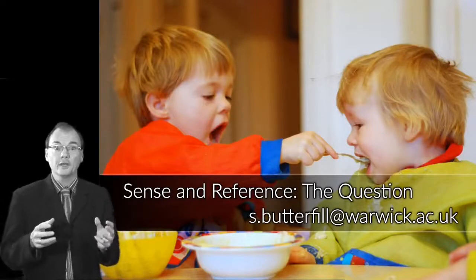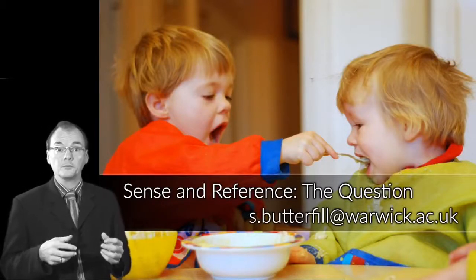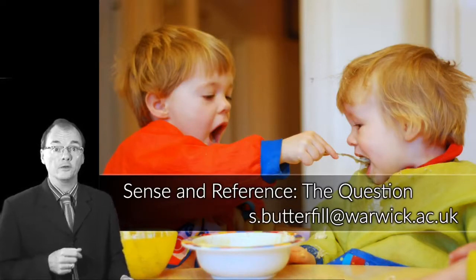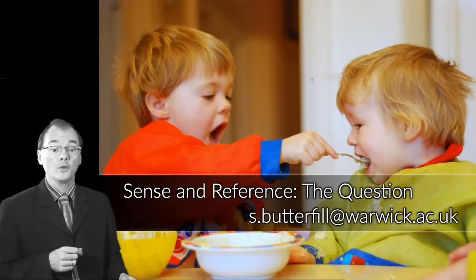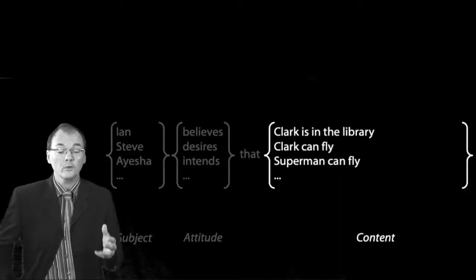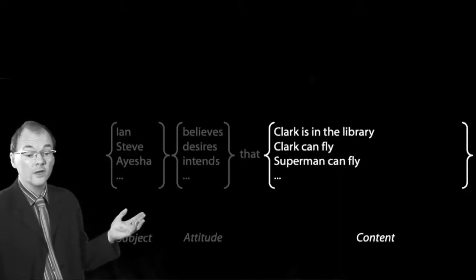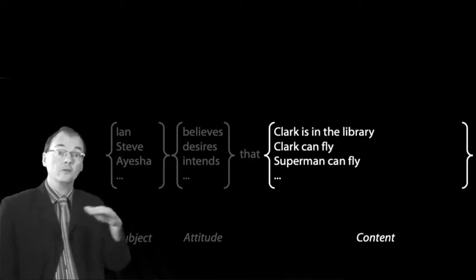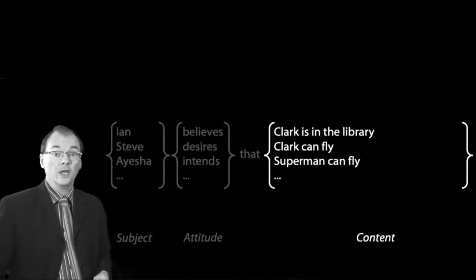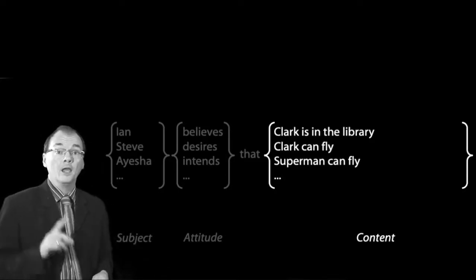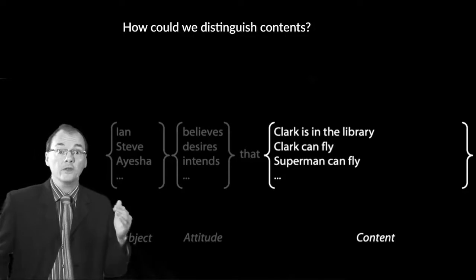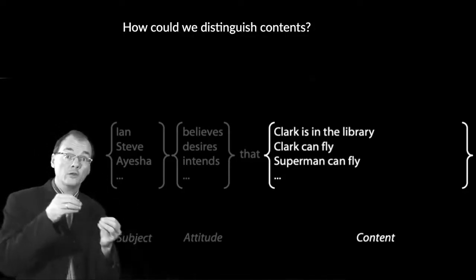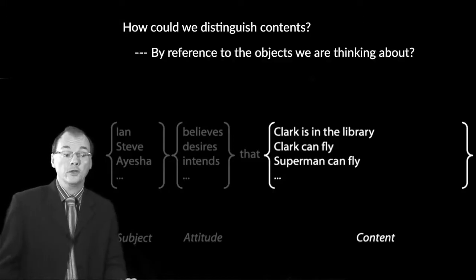Our fourth topic is sense and reference. Let me introduce you to the question that we're trying to answer in this fourth topic. We've seen in our simple model of mental states that one aspect of mental states is their content. This is a dimension along which mental states can differ. Here's a question: how could we distinguish contents? We want to distinguish mental states just along the content dimension. How should we do that?